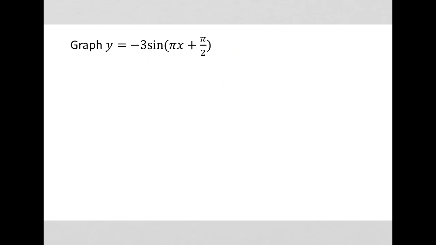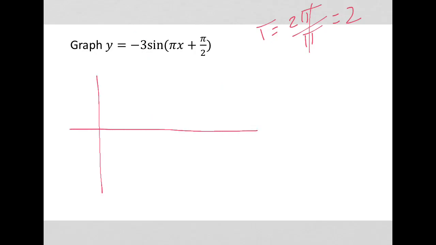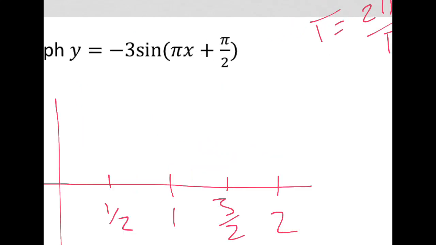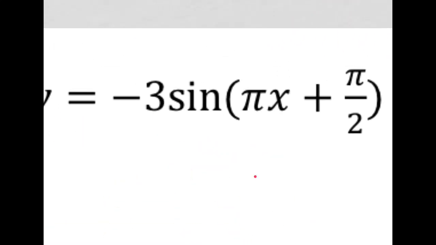But again, take it piece by piece. What is our period? Our period is 2 pi divided by the coefficient, which is pi. Pi's cancel. We get 2. So I'm going to say that I have 2, 1, 1/2, and 3/2. Okay, but we have a phase shift and a modified period, which means I need to factor this thing to figure out what my phase shift actually is.